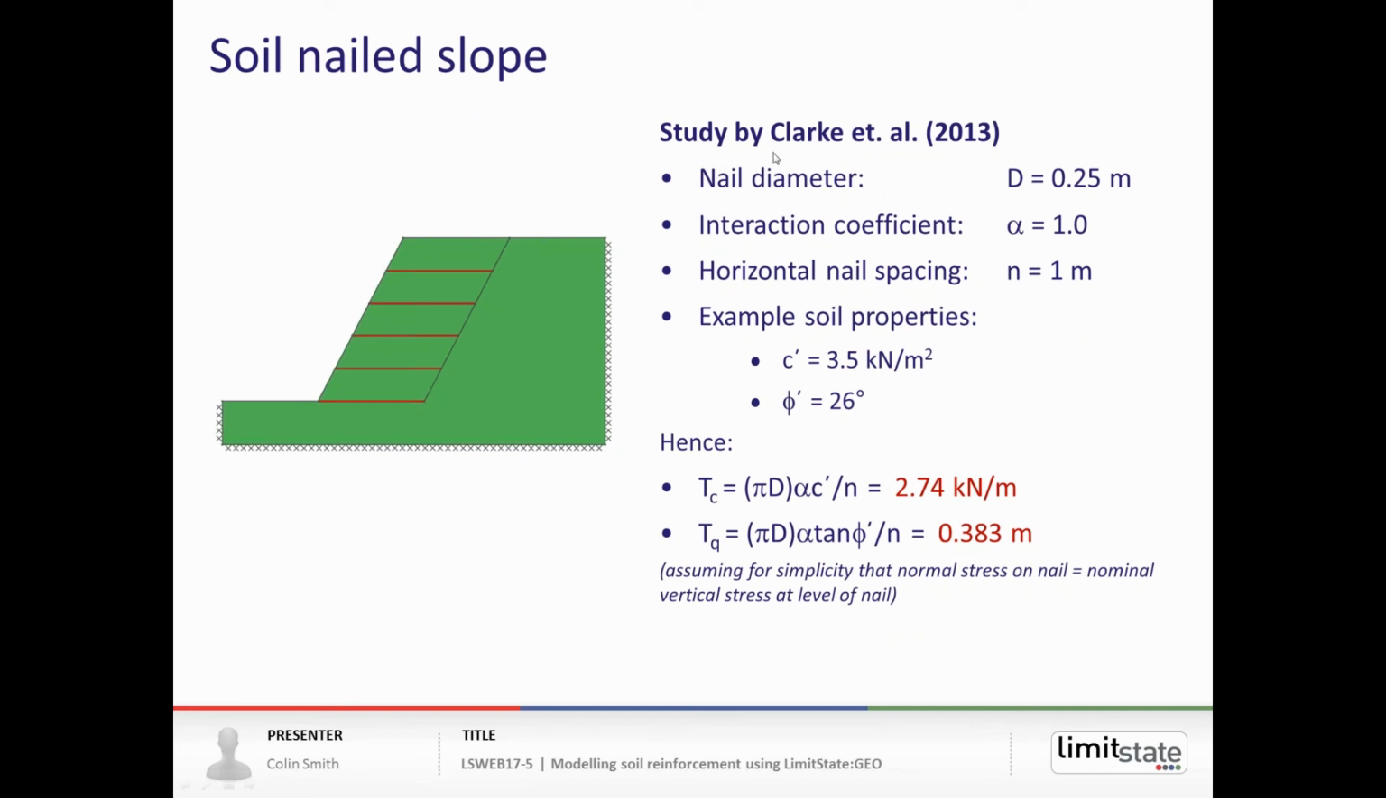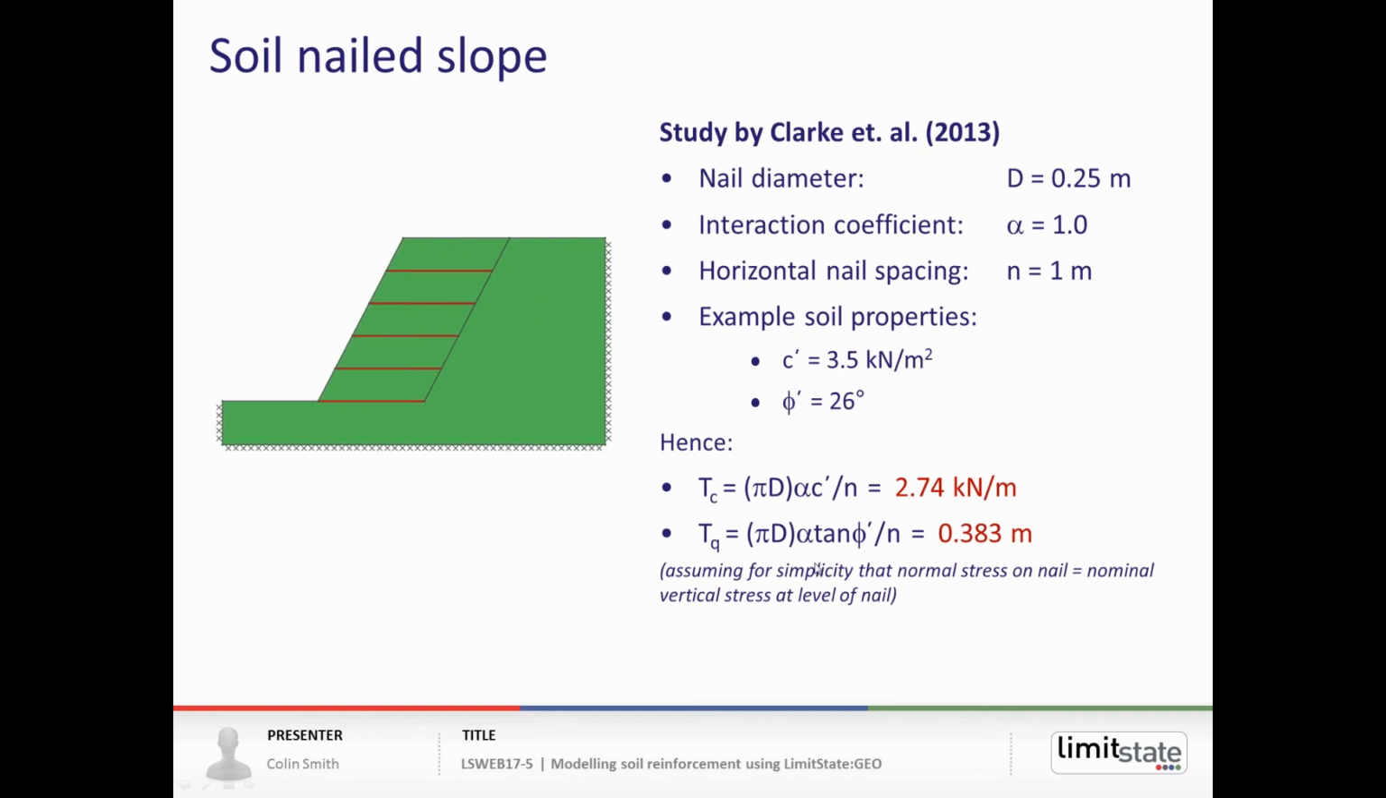So this is based on a study published by Clark et al. in 2013. Putting in nails horizontally in this case, diameter 0.25, we've assumed full adhesion, horizontal nail spacing of 1, c' for the soil of 3.5, phi' of 26. So in the software, there are 2 parameters we would set called TC and TQ, and they basically account for the cohesive component of pull-out per unit length and the frictional value. So the TC is simply the circumference times alpha c' divided by the spacing, which comes out at this value, and the frictional component is this one.